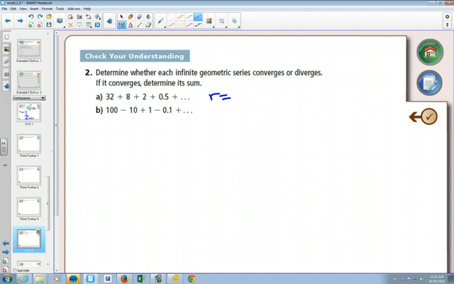what's happening when you go 32 to 8 to 2 to 1/2? You're dividing by 4, right? Dividing by 4 is the same as multiplying by 1/4. So that value is less than 1, so we'd say this one converges.